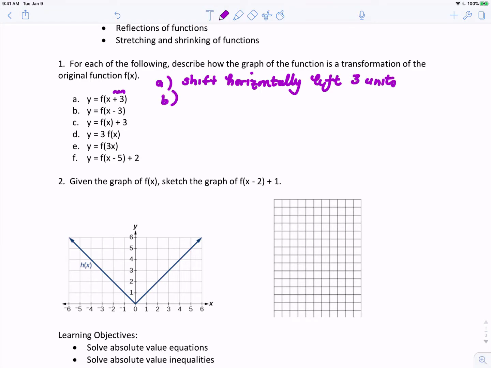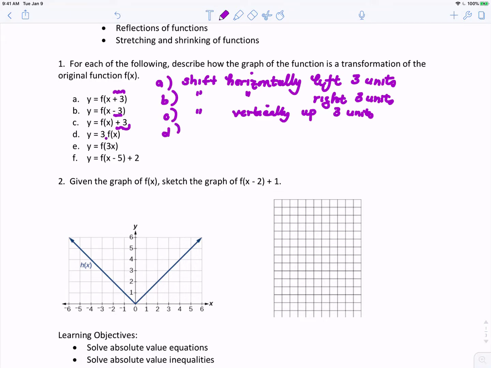For B, again, we're affecting the input value, so it's going to be a shift horizontally, but this time since we're subtracting, we're going to be shifting horizontally to the right 3 units. In the third one, in C, we're adding to the output. Adding to the output shifts the function vertically. So this is going to be a shift vertically. And because we're adding, we're going to be shifting up, and we're shifting up 3 units.